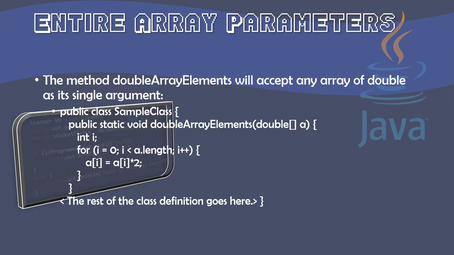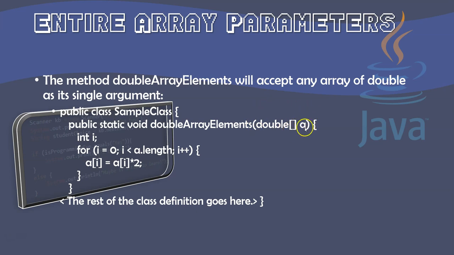If we look at the method doubleArrayElements, it's going to accept any array of type double as its single argument. Here you can see the method: public static void doubleArrayElements(double[] a). Now, we are not defining an array here. It simply says this is what we're expecting, a double array. That's what this part means right here.